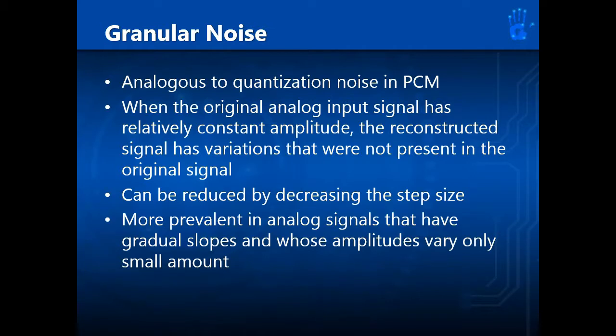Granular noise. This is the other problem with delta modulation. Granular noise is analogous to quantization noise in PCM. When the original analog input signal has relatively constant amplitude, the reconstructed signal has variations that were not present in the original signal. This can be reduced by decreasing the step size. It is more prevalent in analog signals that have gradual slopes and whose amplitudes vary only small amounts.